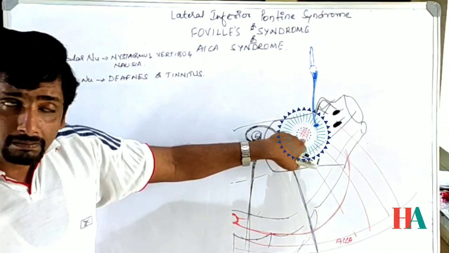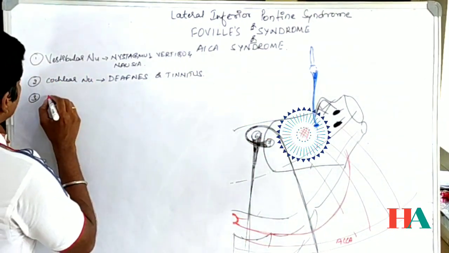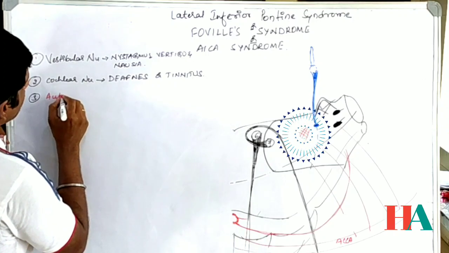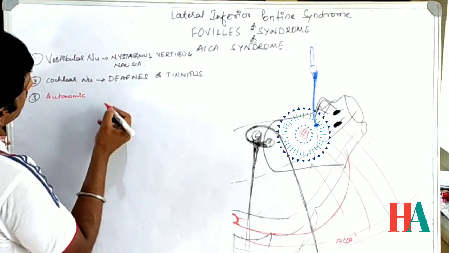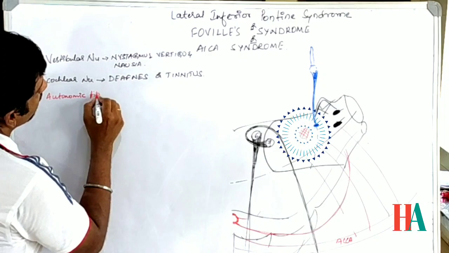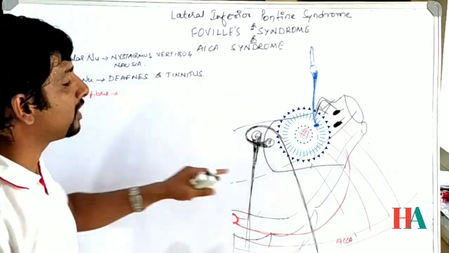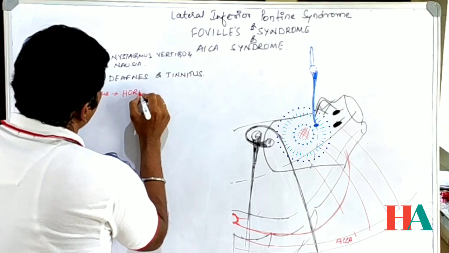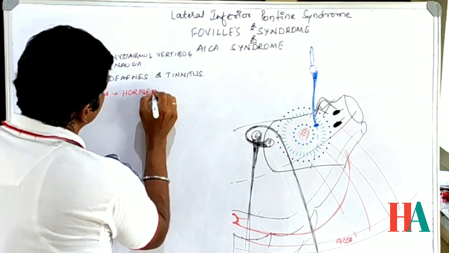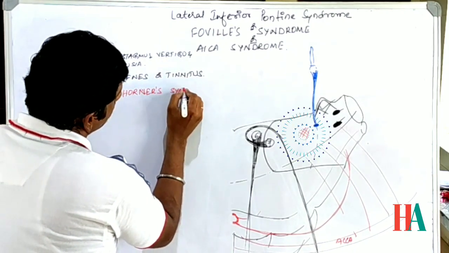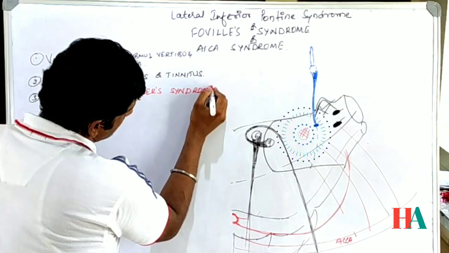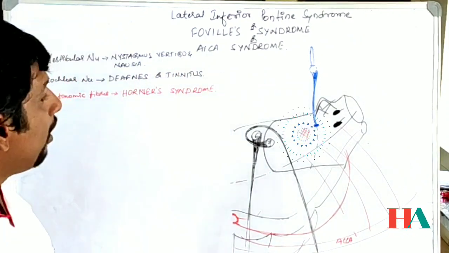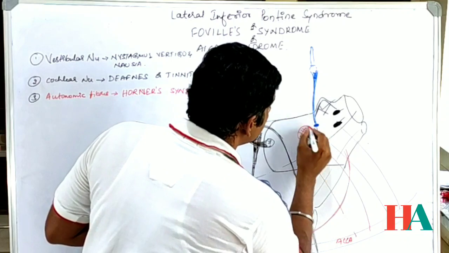So here the autonomic fibers of the reticular formation of the pons are going to produce Horner syndrome. Okay, this is another thing. Horner syndrome. Okay, this is also over.